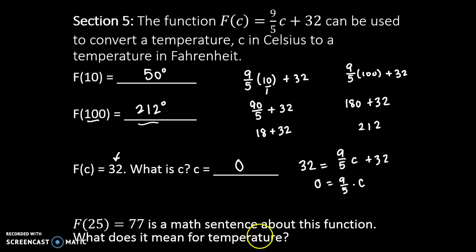F of 25 equals 77 is a math sentence about this function. What does it mean for temperature? 25 degrees Celsius is 77 degrees Fahrenheit. That's room temperature.